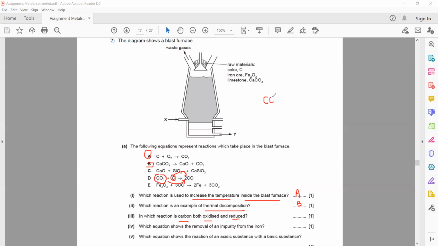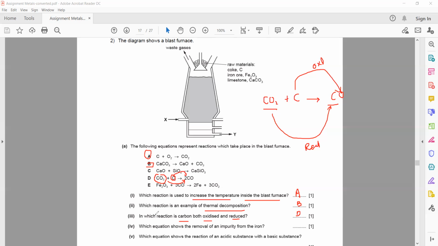You have CO2, it reacts with C and gives CO. So when carbon dioxide becomes carbon monoxide, the oxygen number decreases, which means reduction. Carbon becomes carbon monoxide, the oxygen number increases, which means oxidation. So this is a reaction in which the element carbon is both oxidized and reduced. D is the right answer.